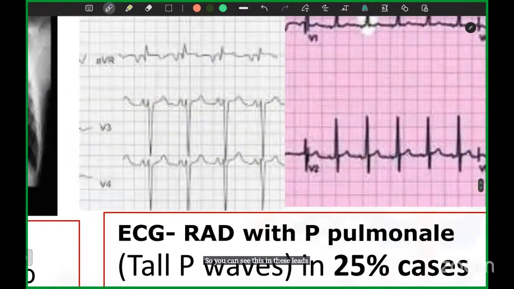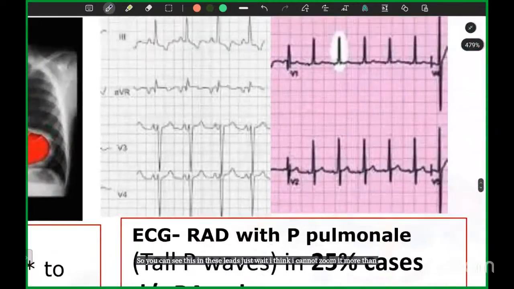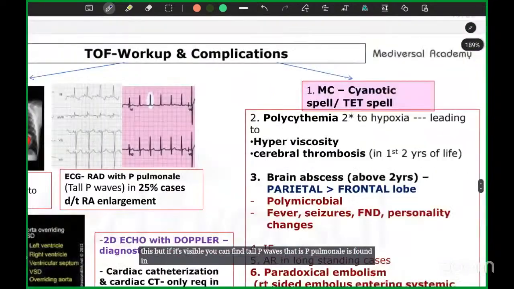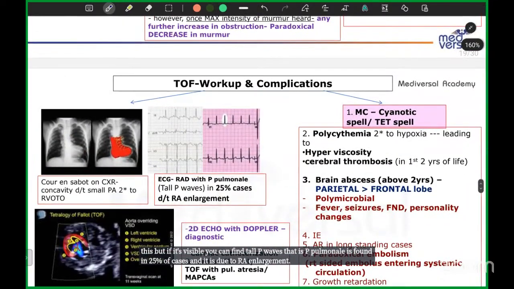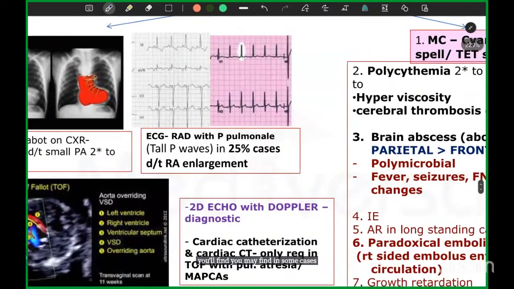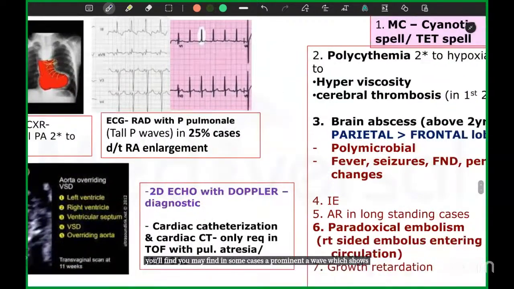Tall P wave, you can see this in these leads. Just wait, I think I cannot zoom it more than this. But if it's visible, you can find tall P waves, that is P pulmonale, found in 25% of cases, and it is due to RA enlargement. In fact, even if you do a JVP tracing, not a JVP measurement, it's a JVP tracing, you may find in some cases a prominent A wave which shows active atrial contraction.